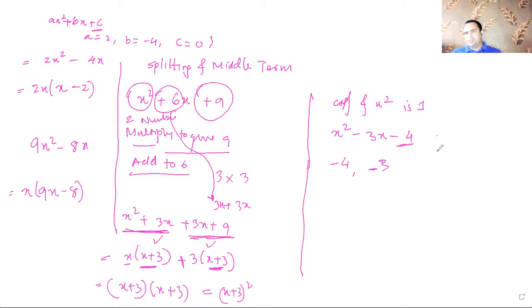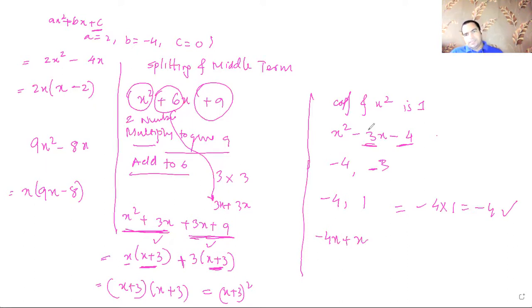So the constant term that you get is the product of the two numbers, and this number that you get here is the sum. So when you're factoring this one, -4 is the product of the two numbers and the sum is -3. So which two numbers give me product as -4 and sum as -3? Obviously -4 and +1, because if I multiply them, I get -4 times 1 is -4. That is verified. So split the middle term as -4x plus x.